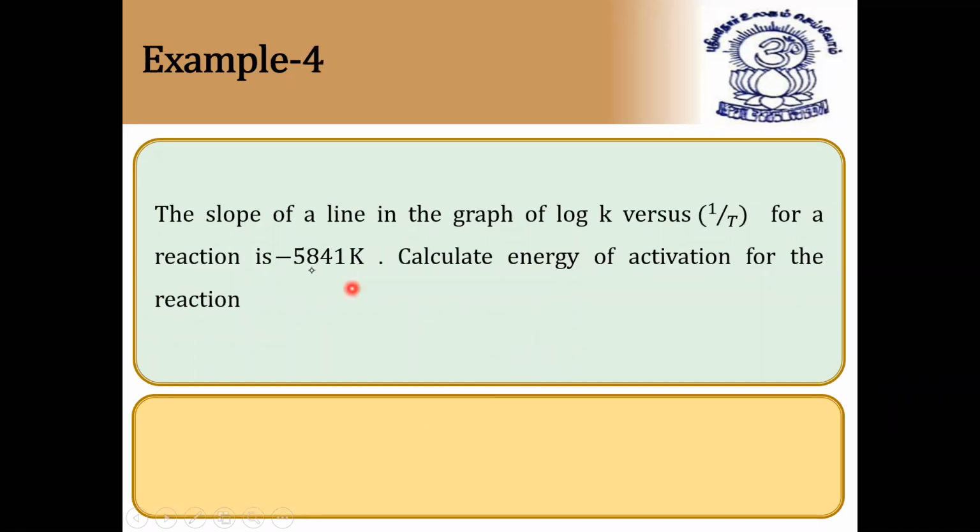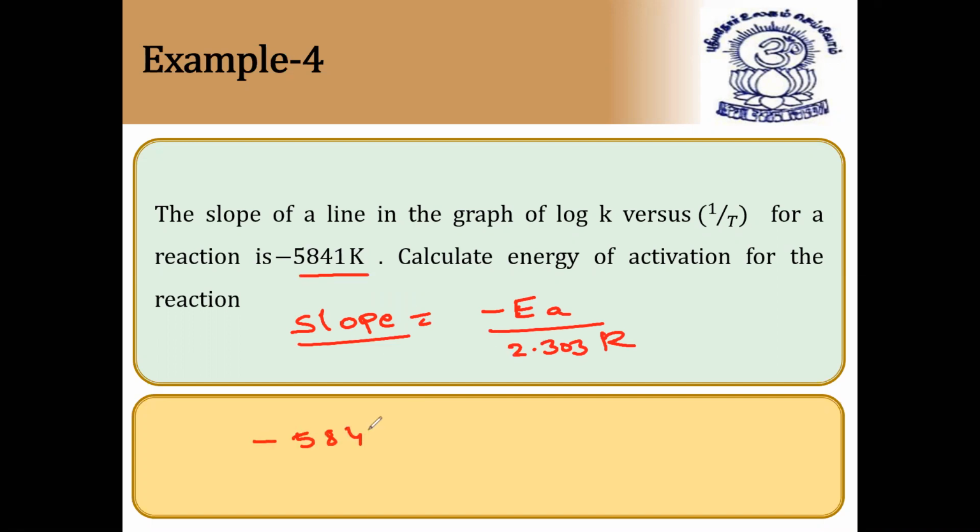Next. The slope of a line in the graph of log K versus 1 by T for a reaction is minus 5841 kelvins. So calculate the energy of activation. From the Arrhenius equation, we know that slope is equal to minus E of A by 2.303 R. It means the slope is given already. So minus 5841 kelvins is equal to minus E of A by 2.303 R.